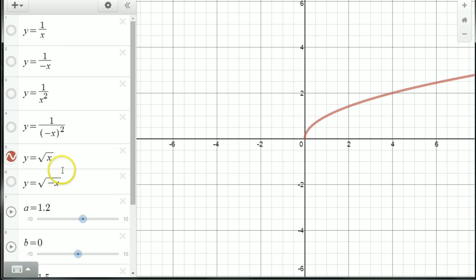The biggest change we'll see is in our square root function. Y equals the square root of x. Obviously, we're only allowed positive values of x. When we have y equals the square root of negative x, we're only going to be allowed negative values of x. And so now we have the situation where the graph is reflected across the y-axis, and the graph goes this way instead of to the right.